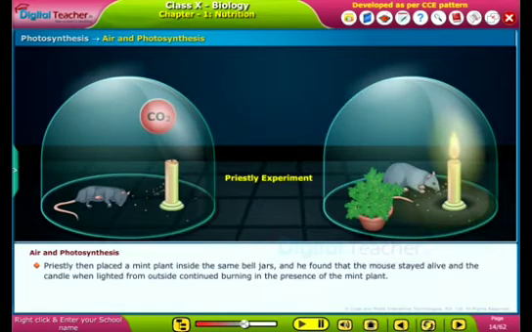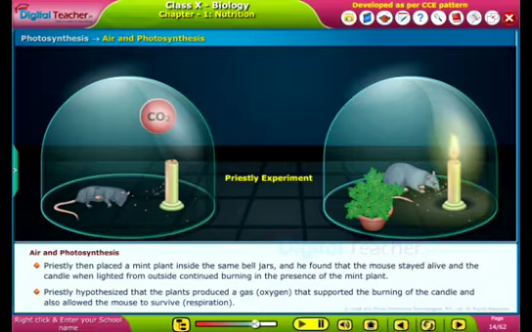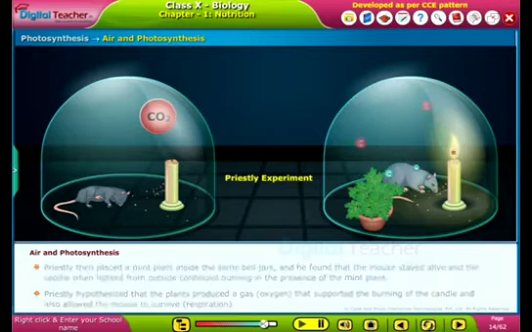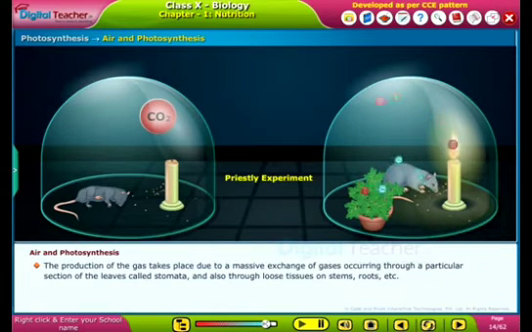Priestley then placed a mint plant inside the same bell jars, and he found that the mouse stayed alive and the candle, when lighted from outside, continued burning in the presence of the mint plant. Priestley hypothesized that the plants produced a gas, oxygen, that supported the burning of the candle and also allowed the mouse to survive respiration. The exchange of gases takes place through a particular section of the leaves called stomata and also through loose tissues on stems, roots, etc.